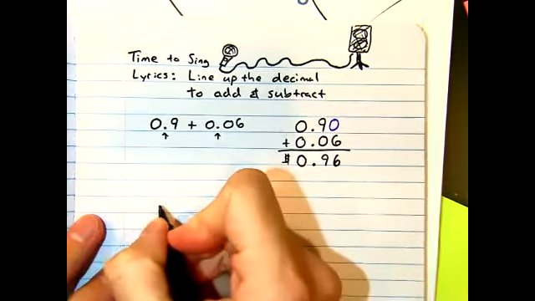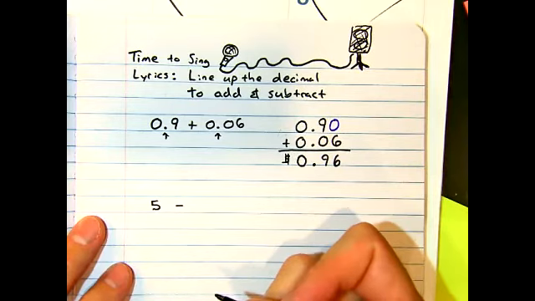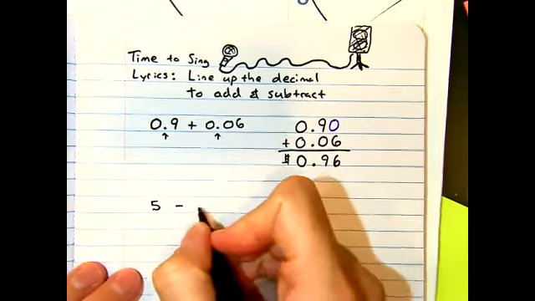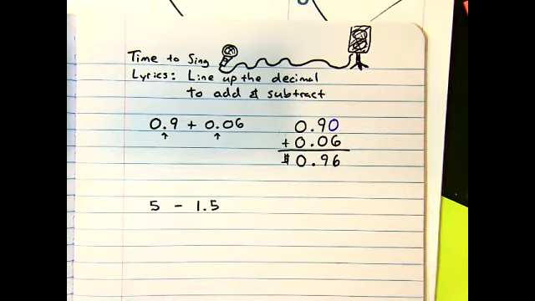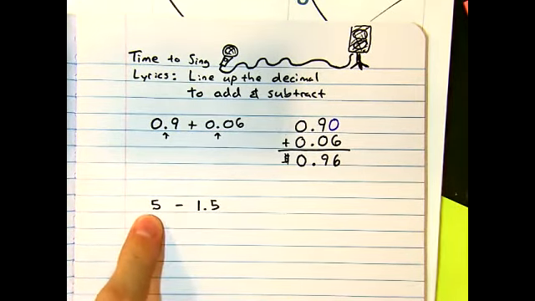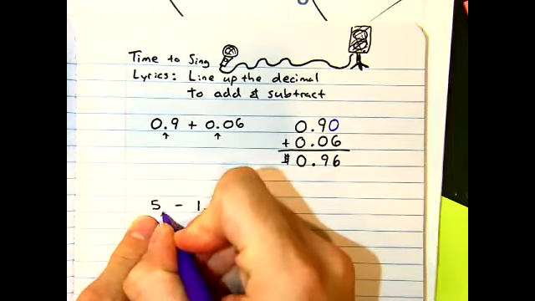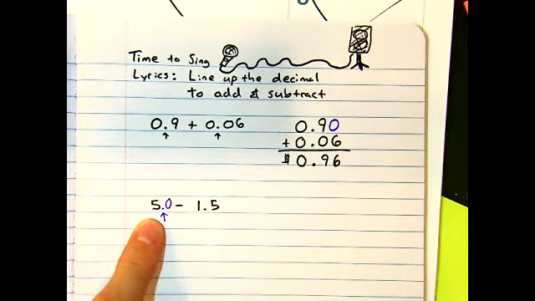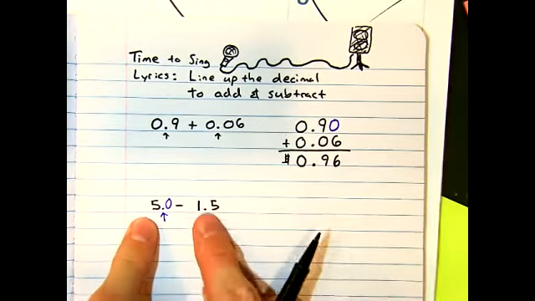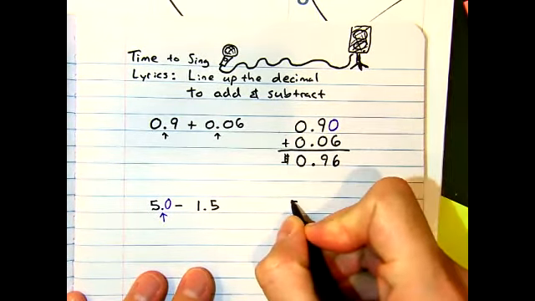Let's go subtract this time. 5 minus 1 and 5/10. All right, notice the whole number's missing a decimal. When we're missing a decimal in a whole number, it's just going to go right next to it. We could throw on that 0 to make ourselves feel better about it. So which one is the greater, 5 or 1.5? All right, good. Let's put it over on top.